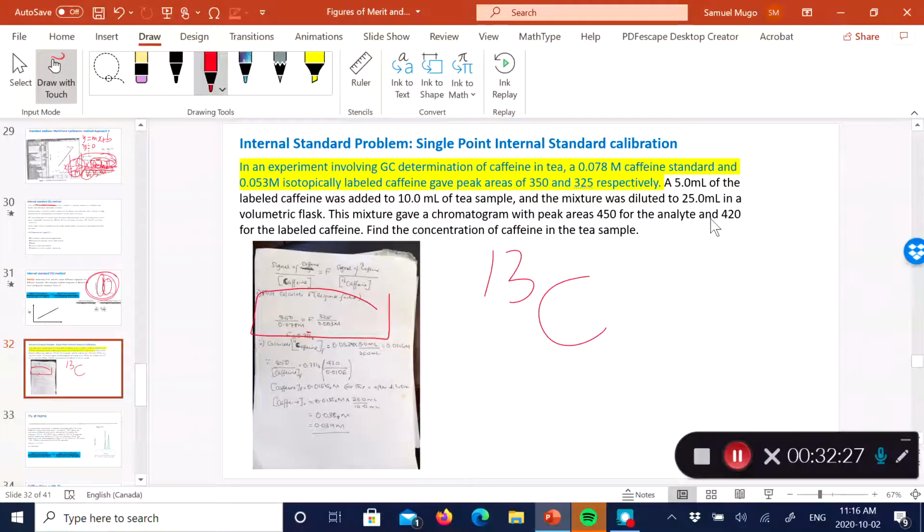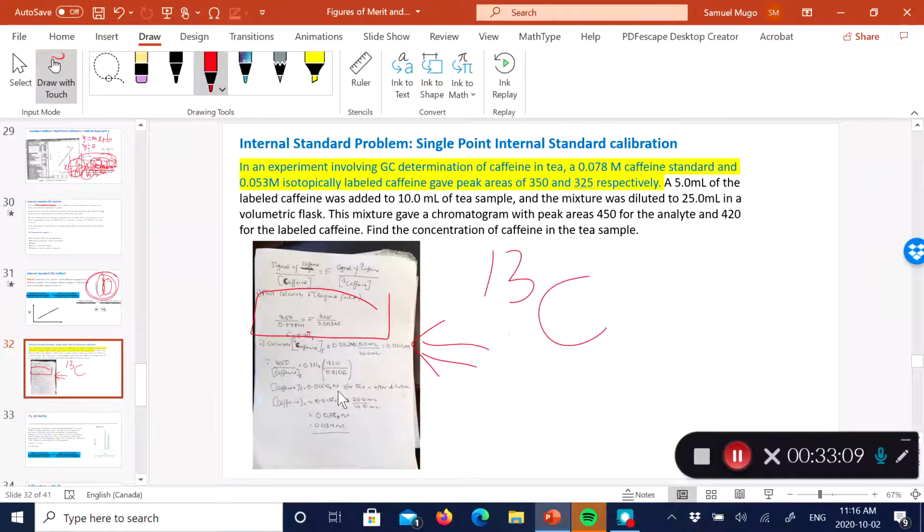And then you get 420 for the isotopically labeled caffeine that was spiked in the tea. You can see that you just need to substitute them into the equation here again. You got the 450, that's the analyte peak. You got the 420, that is the signal of the internal standard. And then you've got the corresponding concentration of the labeled caffeine, which is 0.016. Take note of this, account for dilution, right? Because the concentration is multiplied by the dilution factor. So the only thing that is really not known is the caffeine, which is what you're looking for.